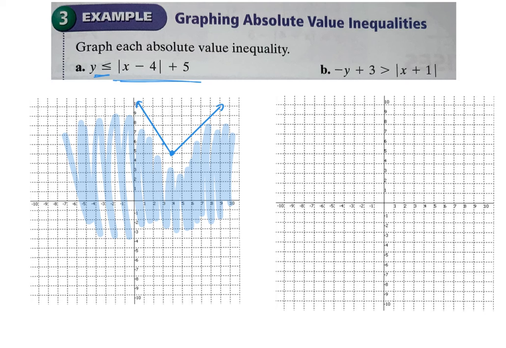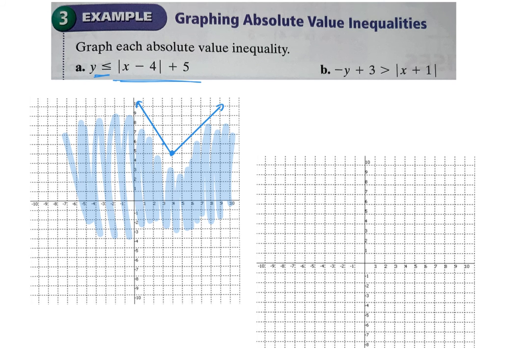So the next one is not kind of in a form that I would leave it in to graph. I would actually change this before I graphed it. Get the y by itself. And so before you even start to graph this guy, get the y by itself. What's my first step to get my y by itself here? Yeah, I'm going to subtract my 3 over. So I have negative y is greater than absolute value of x plus 1 minus 3.